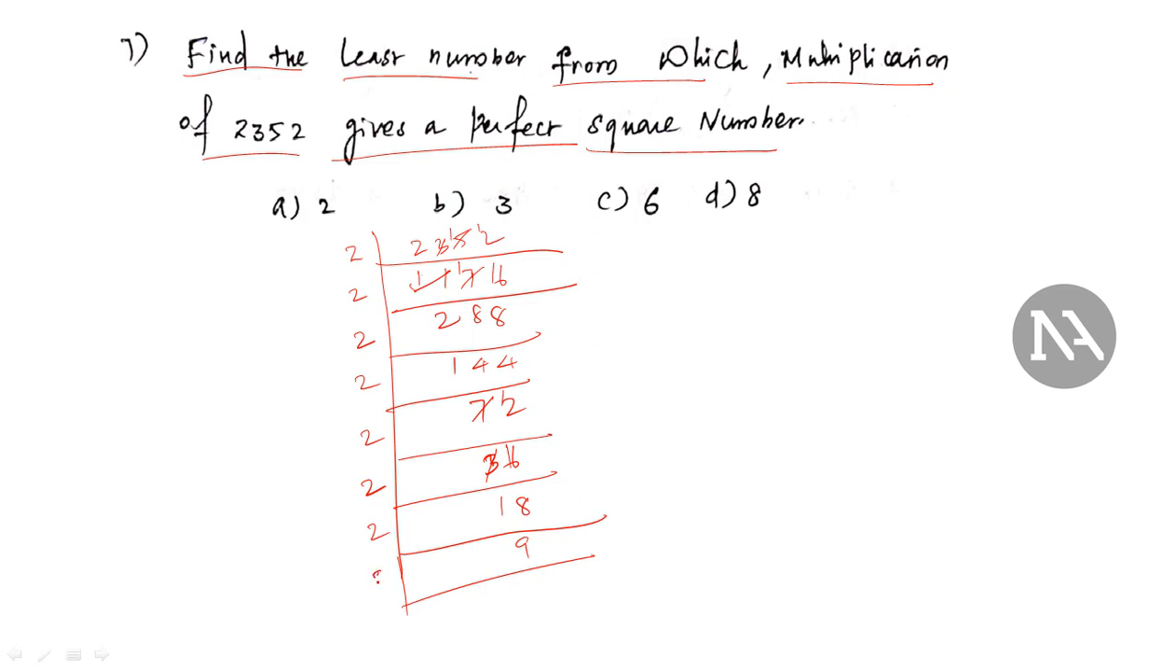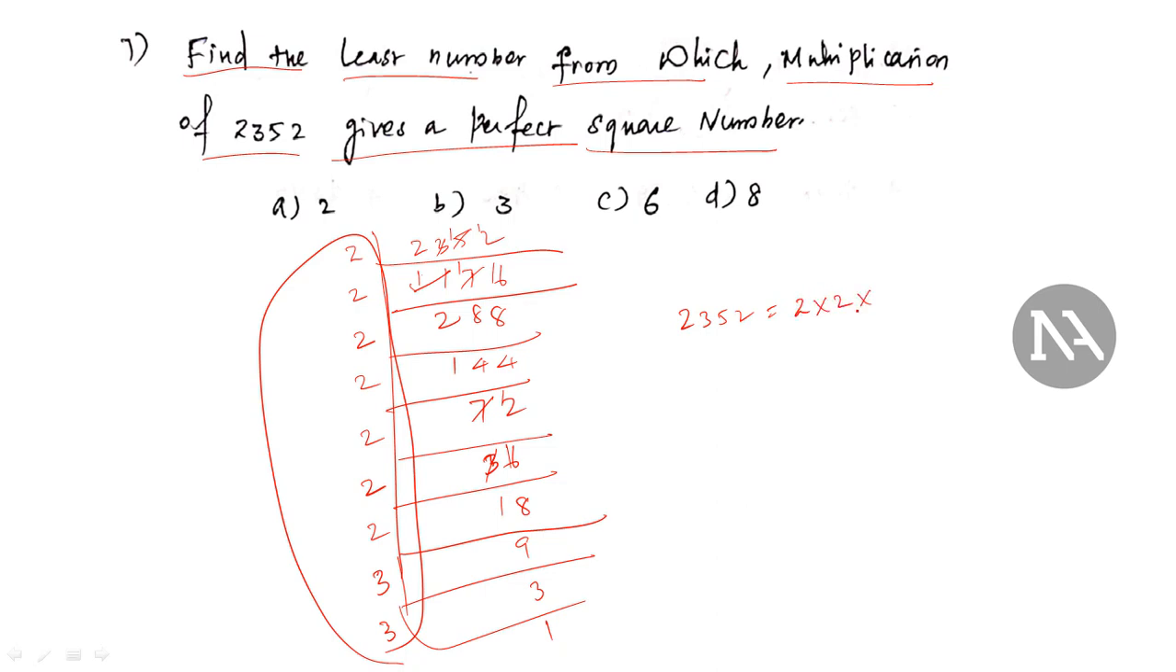This number can be divided by 3, so 3 3s are 9. Again it can be divided by 3, so 1 3 is 3. Now I have to write down this number. So 2352 can be written as, this is the factorization method, 2 into 2 into 2. How many 2s do you have? 1 2 3 4 5 6 7. So it is 2 to the power 7. Then you have 3 two times.